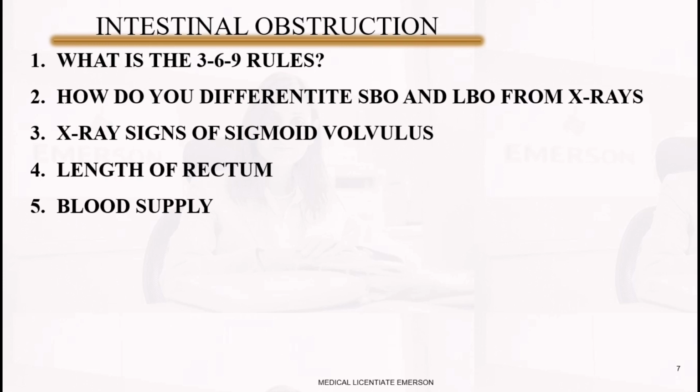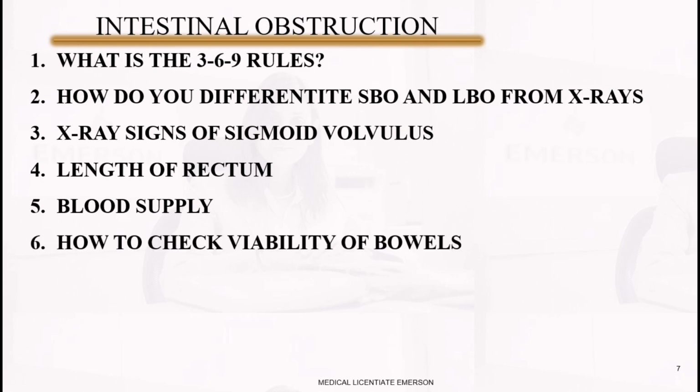So we have such questions which come, like, what's the blood supply to the distal 1/3 of the transverse colon? Those are some of the things which you are asked. So you need to know the blood supply of the entire GI. Okay. Then how to check for viability of bowels.